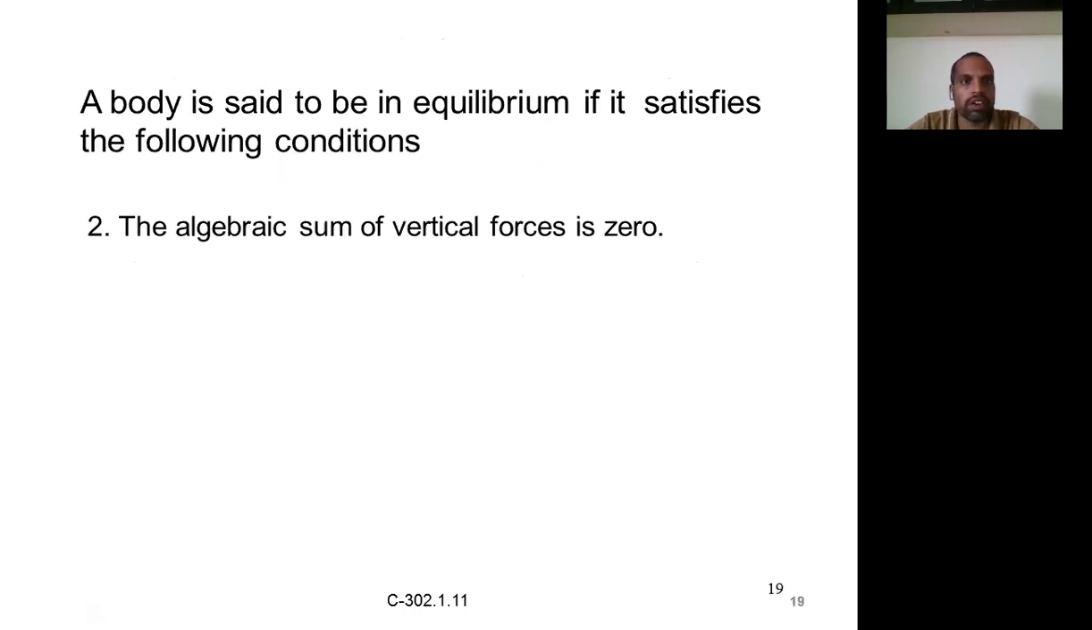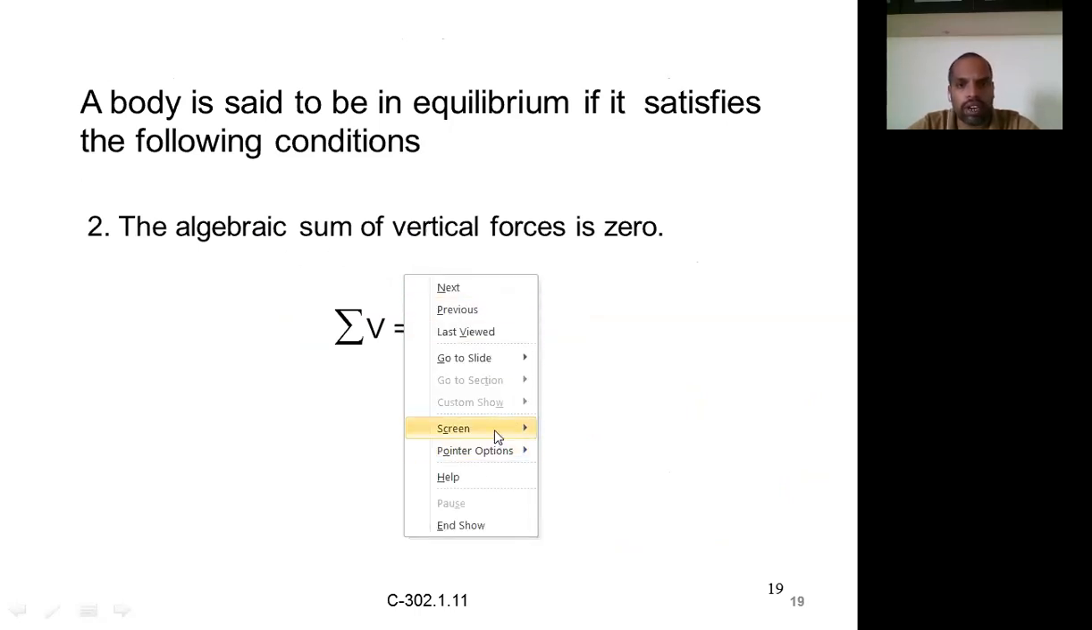Now let us go to the next condition. A body is said to be in equilibrium if it satisfies the following conditions. The first condition is sigma H equal to 0. The second condition is that the algebraic sum of vertical forces is 0.